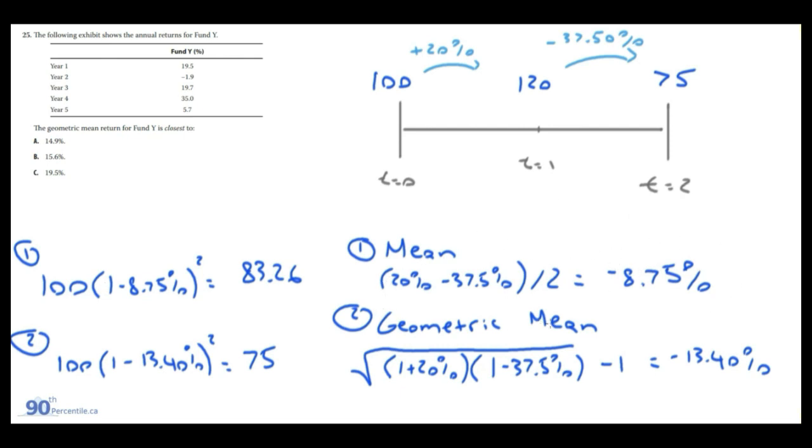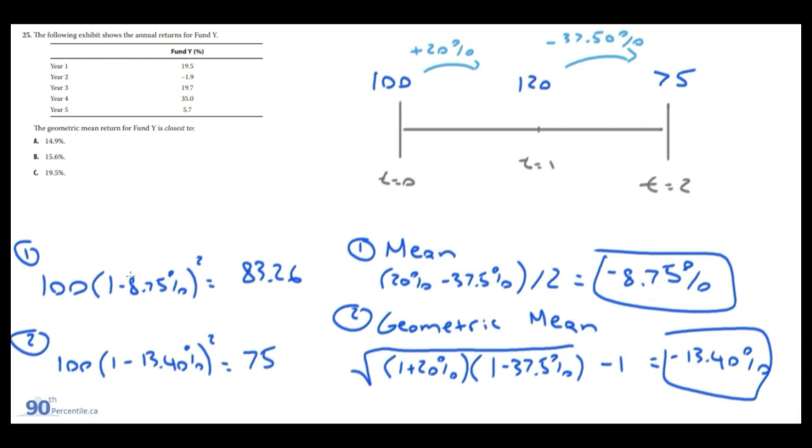And then we're going to come here and calculate the geometric mean, which accounts for the compounding. Same kind of concept: you have the $100, 120, 75. So you take the returns, 1 plus 20%, multiply it by 1 minus 37.5%, put it to the power of 1 over 2, which is the same as taking the square root, and subtract 1 to calculate the geometric mean. There we get a return of negative 13.4%. So if you take both of these and come over to the left-hand side, you can see that in this first example, I'm using the simple mean return, so the negative 8.75.